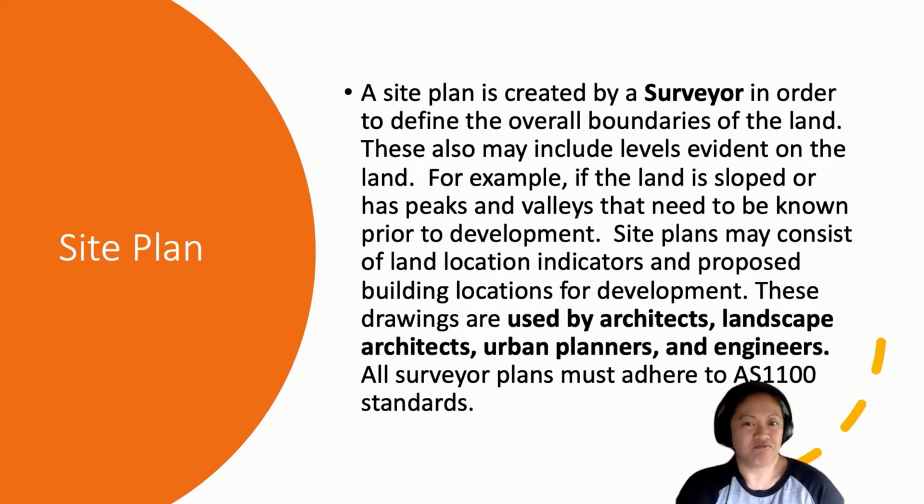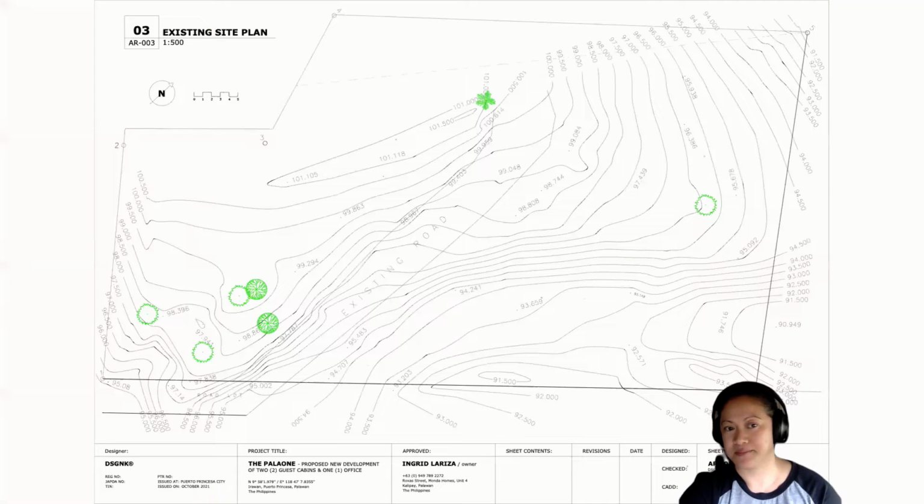So, I guess if the land is sloped or has peaks and valleys that need to be known prior to the development, this is where the site plan may consist of the land location indicators and proposed building locations for development. Now, these drawings are used by architects, landscape architects, urban planners, and engineers. All surveyor plans must adhere to AS 1100 standards.